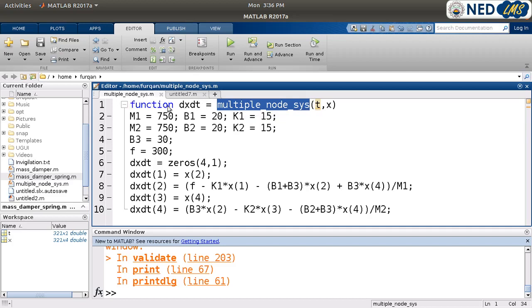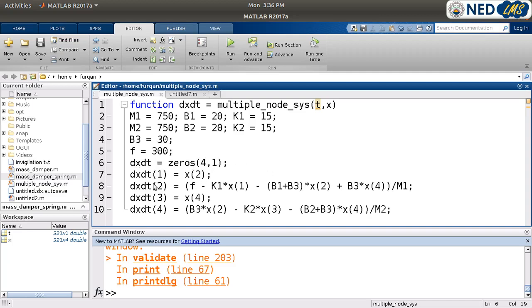The function keyword represents we are writing a function. I have assumed m1, b1, k1 and m2, b2, k2, b3 and F as this. So these are the assumptions. Now here we have to write four state equations. So I have created a matrix with 4 rows and 1 column having zeros.